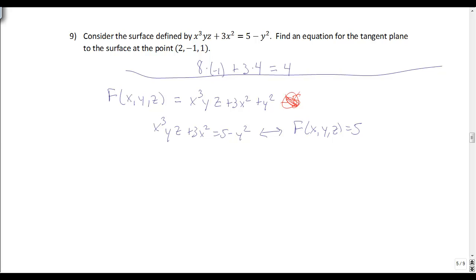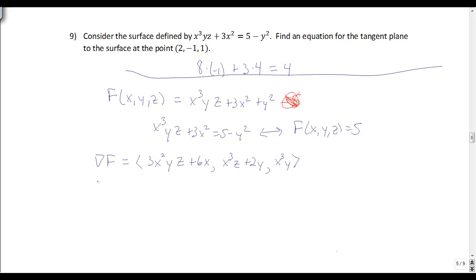Okay, so now what we're going to do: if you have a level surface, the gradient vector is normal to the level surface. So the gradient of f, again, is a vector of partial derivatives. So here's our f(x, y, z). I'm going to take a partial with respect to x. That's 3x squared yz, plus 6x. And then I take a partial with respect to y. That gives me x cubed z from this term, that term's a constant for y, and then I get 2y. And then a partial with respect to z just gives me x cubed y. So I get that gradient.